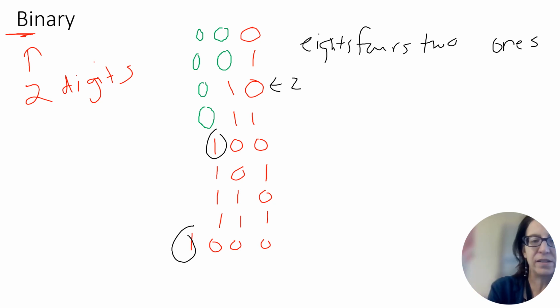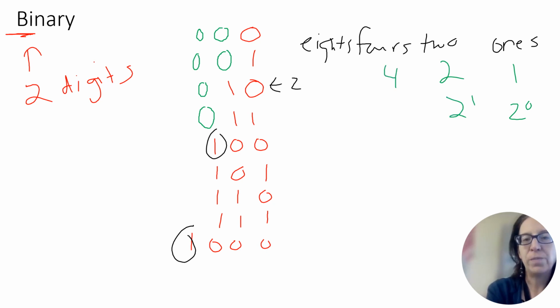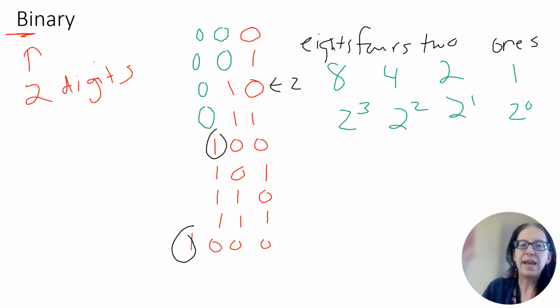Here's the consistency part. The 1 spot is 2 to the 0 power, because anything to the 0 power except for 0 is 1. The 2 spot is 2 to the first power. The 4 spot is 2 squared. The 8 spot is 2 to the third. The next spot over would be the 16s spot. And this is important because it allows you to convert from decimal to binary back and forth fairly easily.